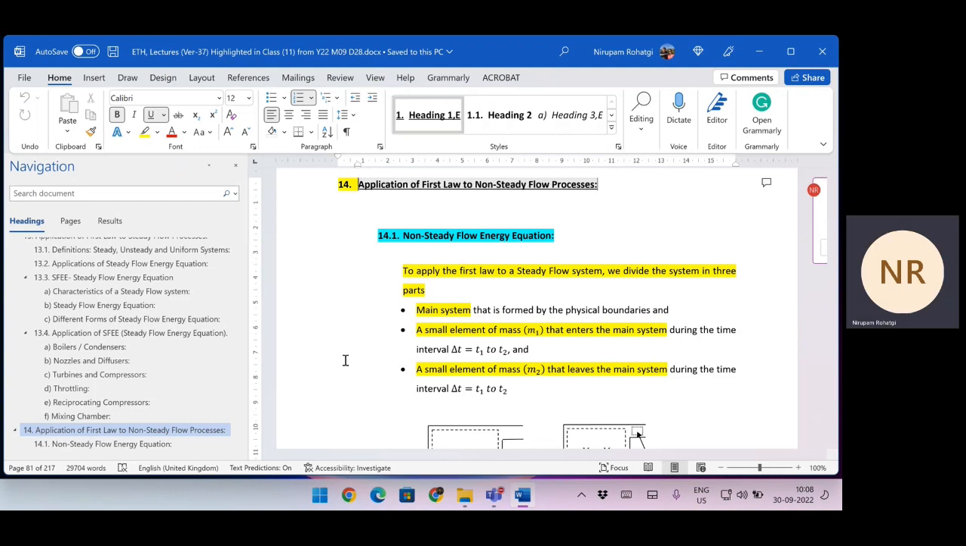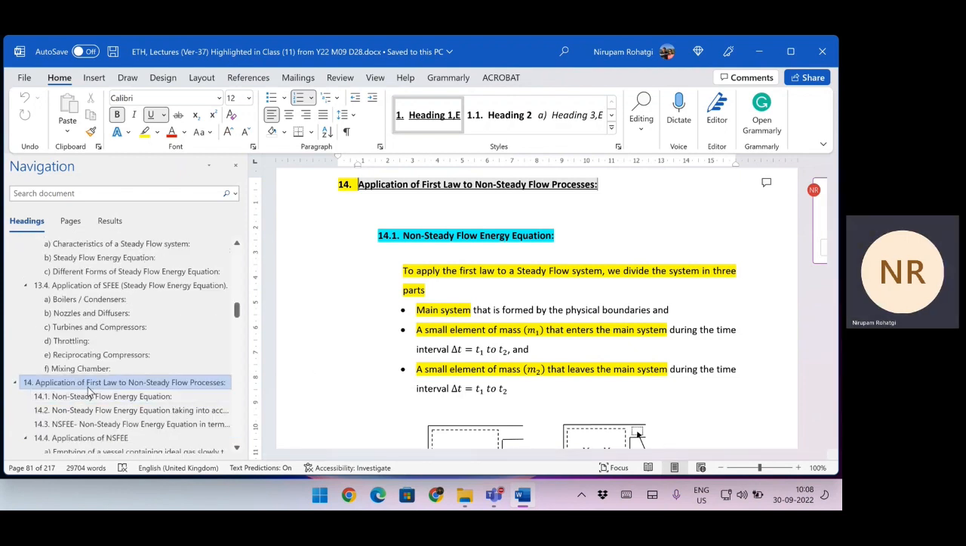Now, what we were talking about yesterday in the last class was steady flow systems. For a steady flow system, we had applied that equation to boilers, condensers, nozzles, diffusers, turbines, compressors, throttling process, reciprocating compressors, and mixing chambers.